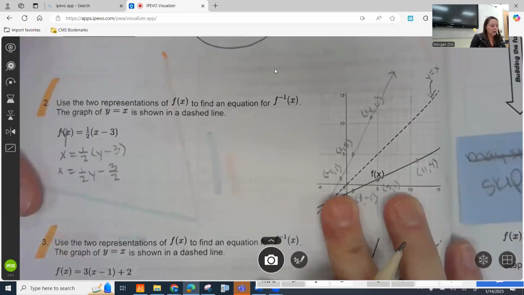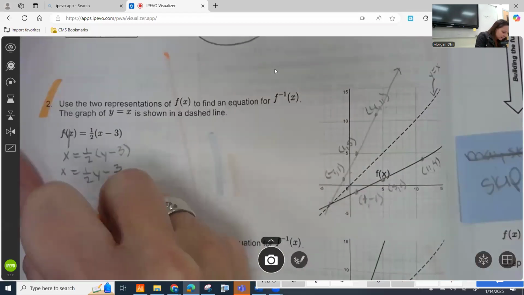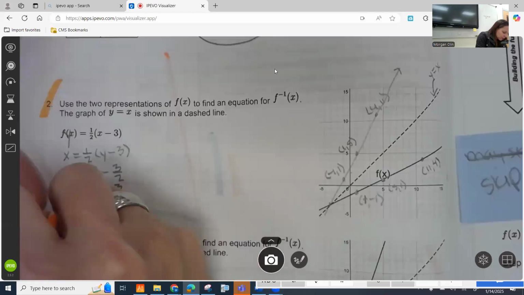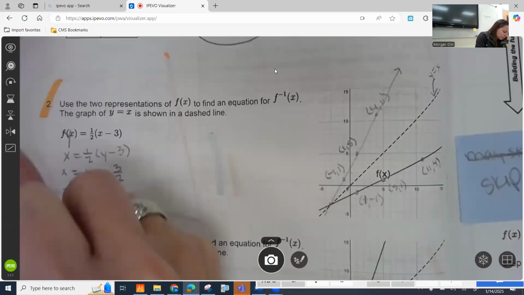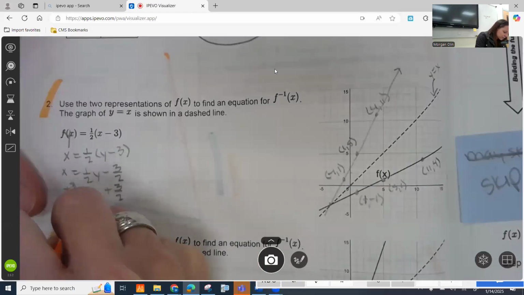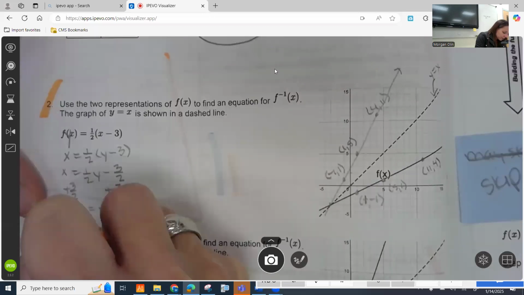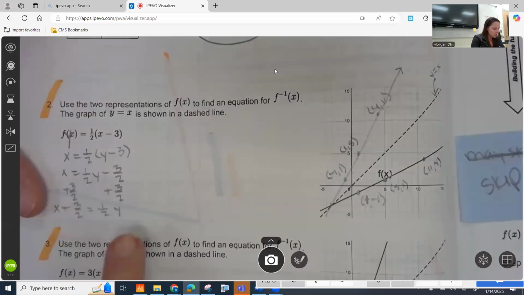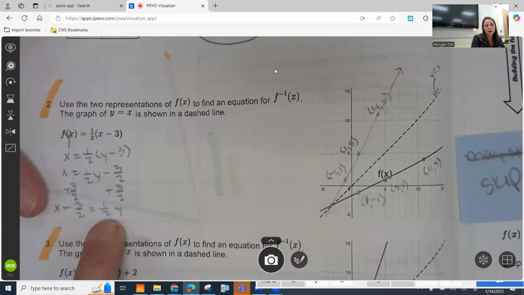Okay. All right. And then we add 3/2 over. I like to keep, now you can put 1.5, but I like to keep fractions at first. All right. For this next step, what do you think we need to do to get Y by itself? Now, do you see that it's multiplied by 1/2?